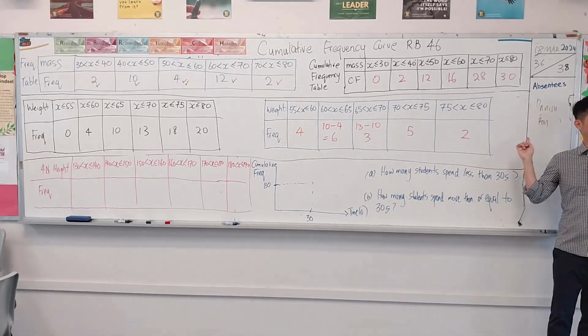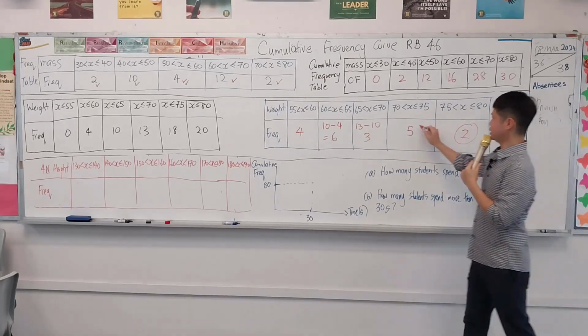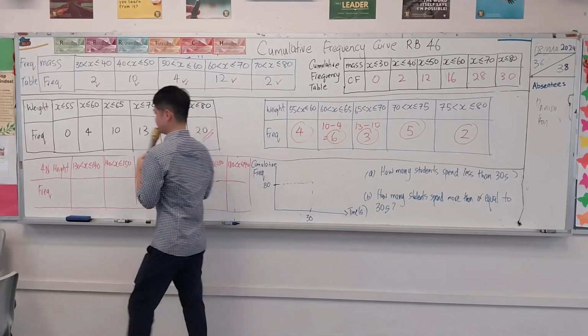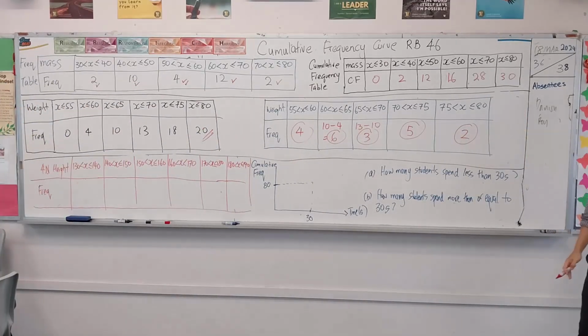Wait, how do you know you're correct or wrong? There's one way to check. Add together, you should get how much? 20, you should get 20. Did I get 20? So this is called a frequency table now.